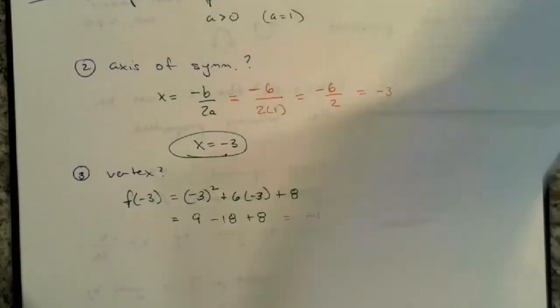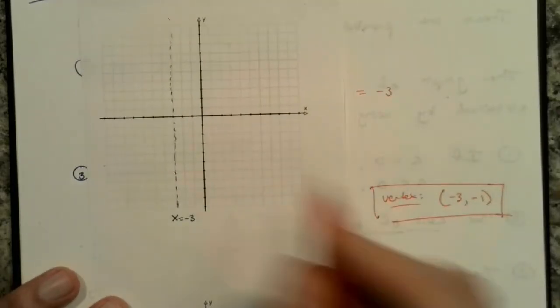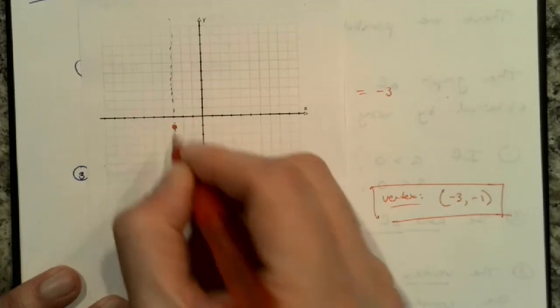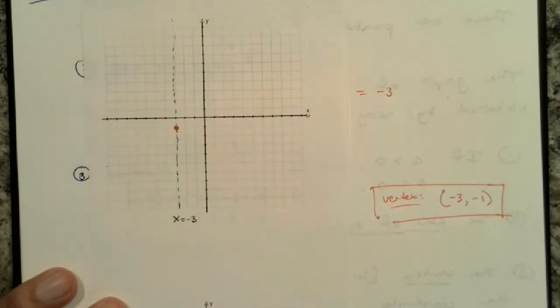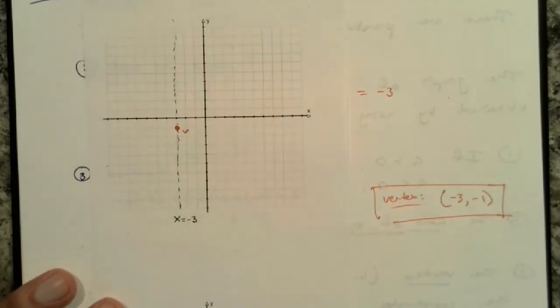So if I bring my grid back over here, the point -3, -1, the x value is -3, the y value is -1. I know that point there will be on my graph, -3, -1. And I know it's my vertex. Maybe I'll label it with a V for vertex, just so you know what it is. You could label it with the coordinates as well if you wanted.